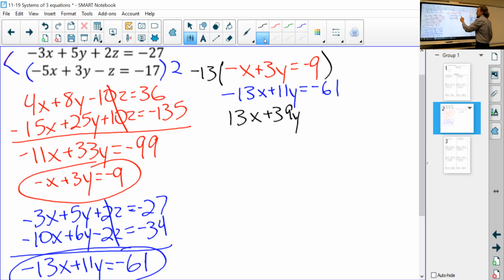And negative 13 times negative 9 is, where did I write that down? I can't even read my handwriting. Hold on, let me grab a calculator.